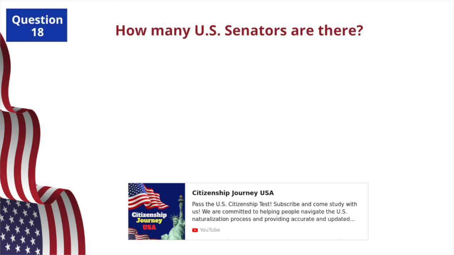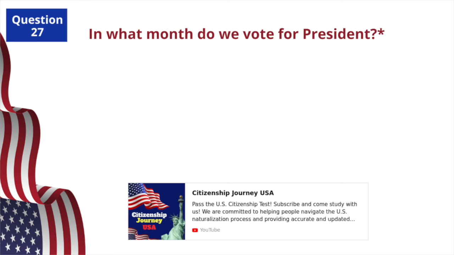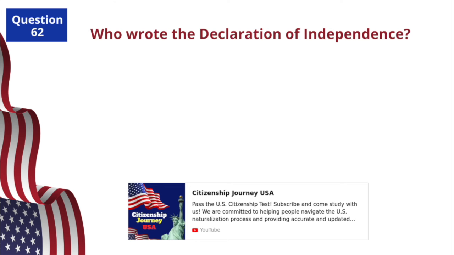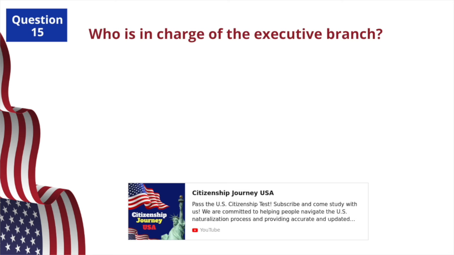How many U.S. senators are there? 100. In what month do we vote for president? November. Who wrote the Declaration of Independence? Thomas Jefferson. Who is in charge of the executive branch? The President.